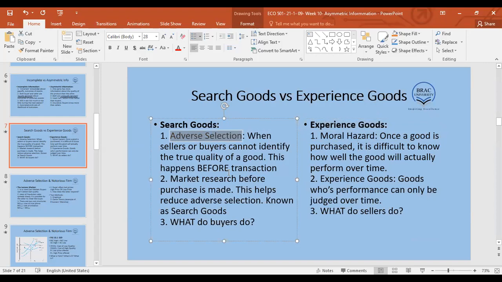Just look at the word. There are 2 words here, adverse selection. I'm going to try to make a meaningful sentence from it. Adversity in selecting quality. That means I cannot distinguish which one is good quality or bad quality. Doesn't it mean that? If there is adversity in selecting quality, that means I cannot credibly distinguish whether this is a good quality product or a bad quality product, right?